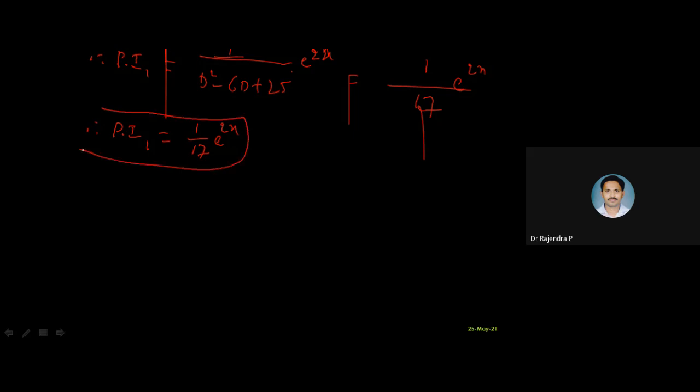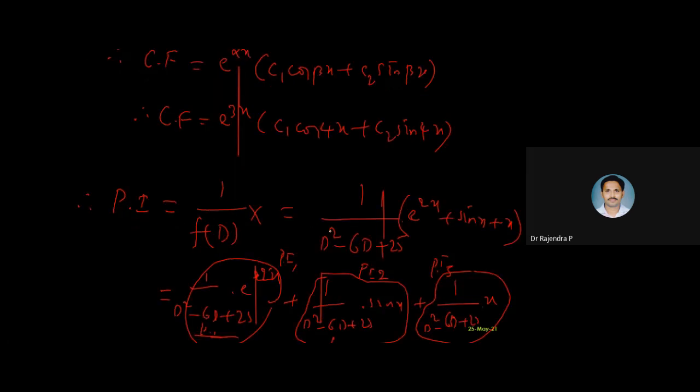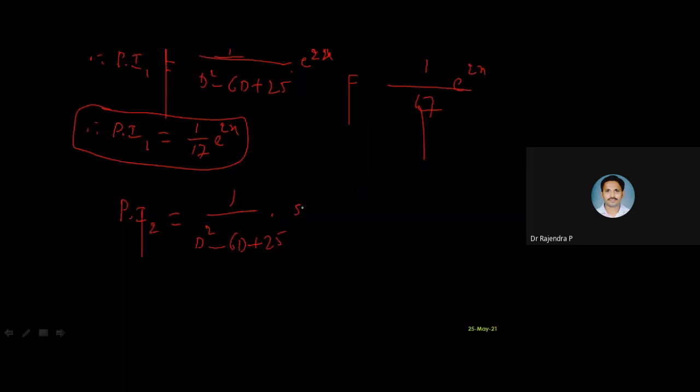This is one part. Let me take one more particular integral, part 2, PI2. I'm just giving the name, don't worry. So 1 by D square minus 6D plus 25. This time what is the function? Sin x. Now you tell me how we are going to do this problem.